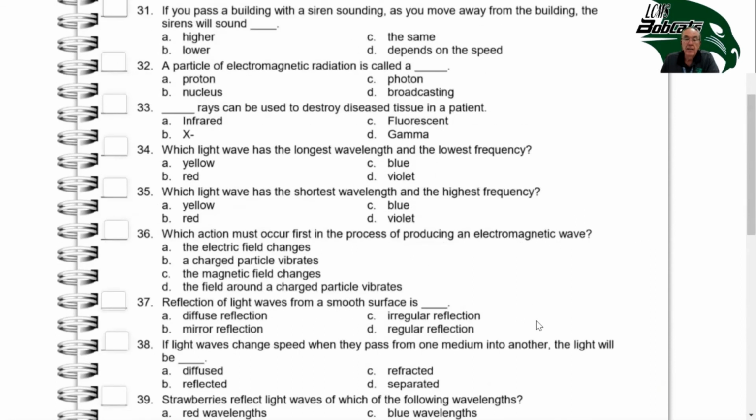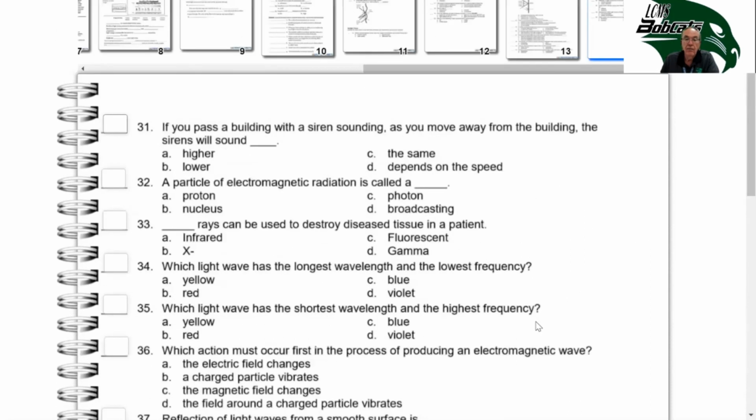Okay, this is the fourth page of our study guide. If you pass a building with a siren sounding, as you move away from the building, the sound will have a lower pitch.